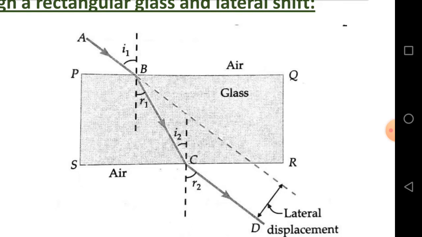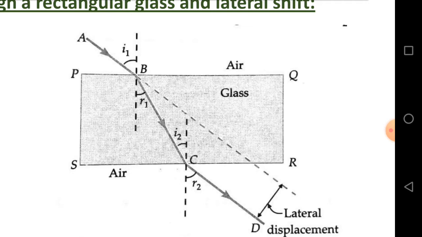The ray AB is incident at an angle of I1 and the refracted angle is R1. See, refraction of light is taking place and the ray is passing from an optically rarer medium to a denser medium. That means the ray bends towards the normal. So R1 is less than I1.